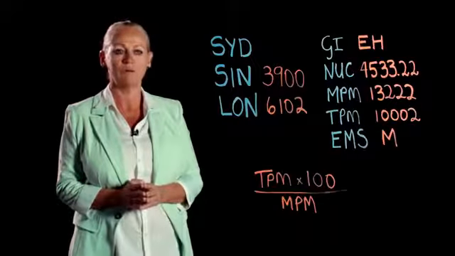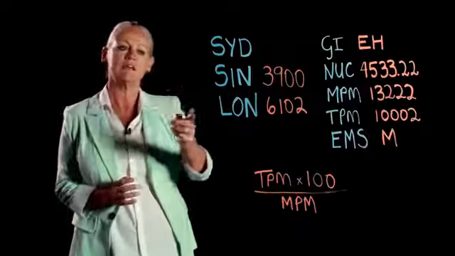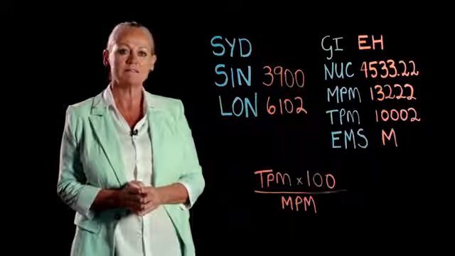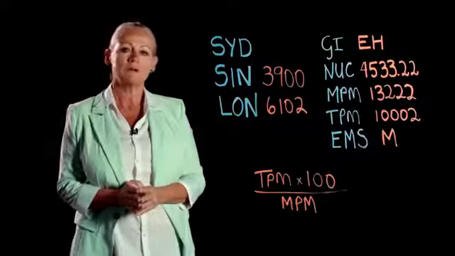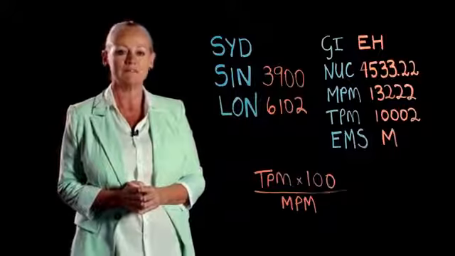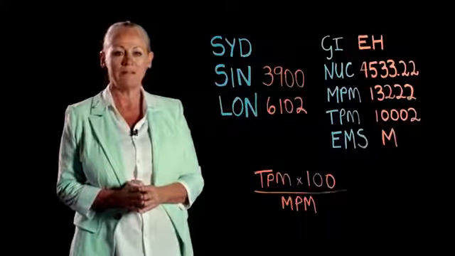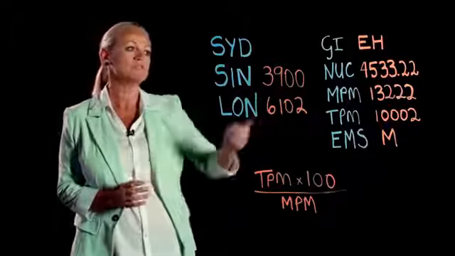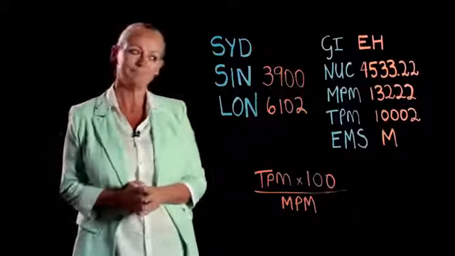to travel between our origin of Sydney and the destination of London. So we need to find out what is the MPM. So again, I've gone to the companion fares manual and I look up Sydney to London, global indicator of EH, and the MPM is 13,222.